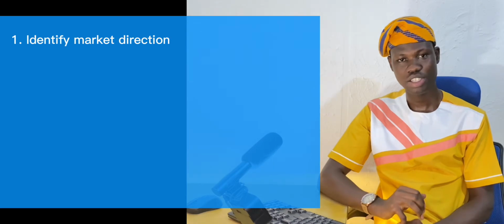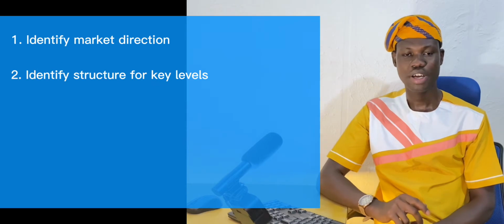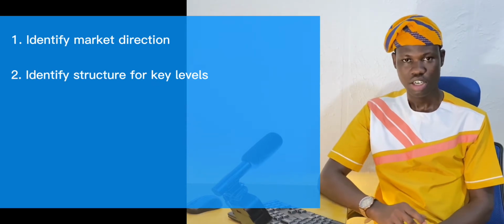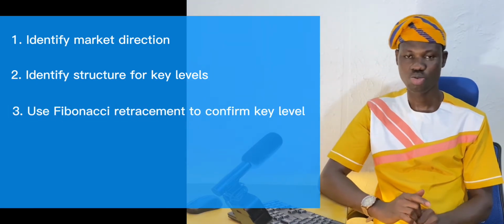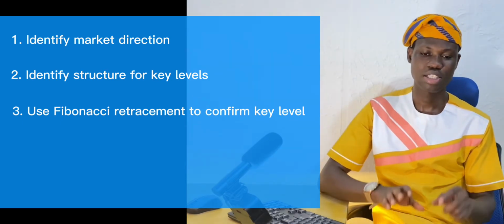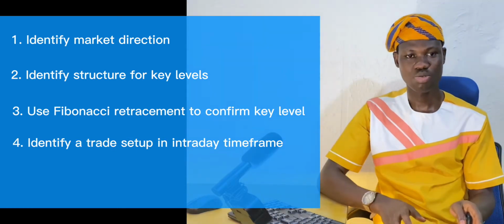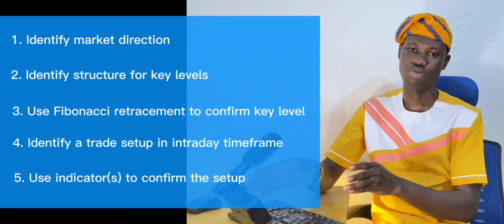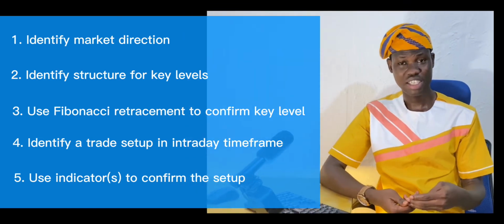What we are going to do is take a look at a multi-time frame analysis to identify the direction of the market. We'll also take a look at market structure to identify key levels in the market. We'll also take a look at our Fibonacci tool, that is, we'll be using our Fibonacci tool to confirm the key level we have identified. And also, we'll be looking at our trade setup, that is the chart pattern for our trade setup, as well as using an indicator to confirm that particular setup before we take our trade. So we'll be stacking all these factors on top of each other.